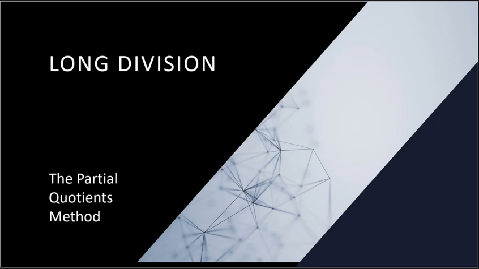Today we're going to be doing long division using the partial quotients method. This basically means that we're using smaller division answers, which are the quotients, to solve a larger problem. We do the same thing with multiplication with partial products, in which we multiply smaller numbers to create the answer to a larger multiplication problem. So let's get started.